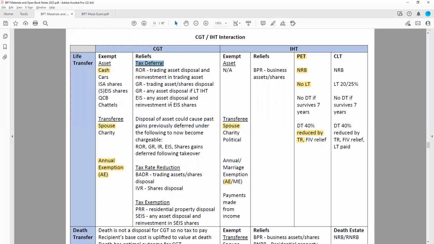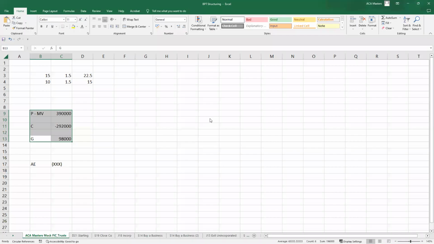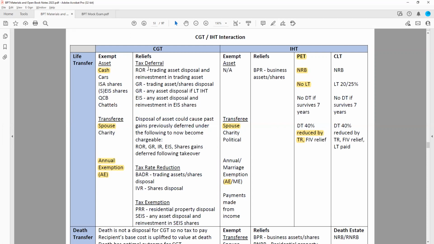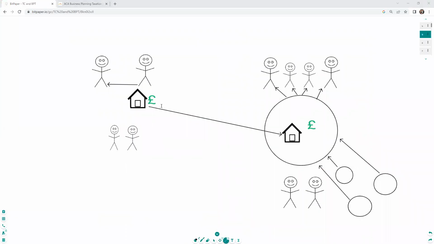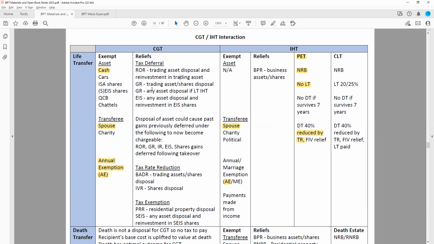Quite common in the BPT exam, we see, are there any reliefs available? So rollover relief, is that it's not a trading asset, and this is the issue we're going to have here. Most of these reliefs are for trading assets. So are they disposing of a trading asset and buying another trading asset? No, it's not a trading asset. This is an investment asset. It's a buy-to-let property, so that kind of passive income. Gift relief as well, that's for trading assets.